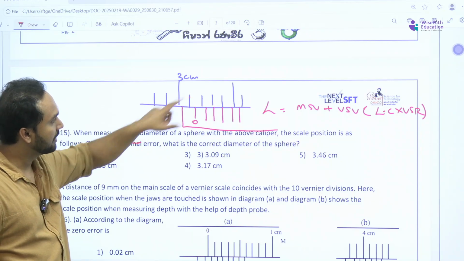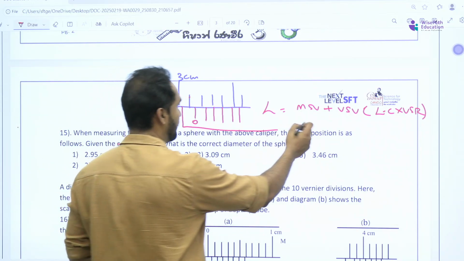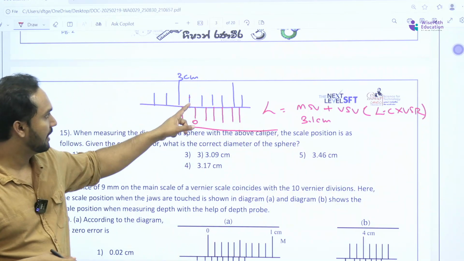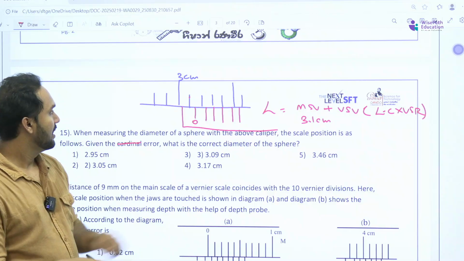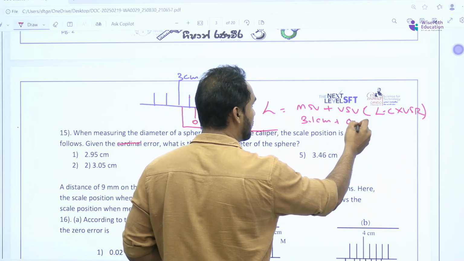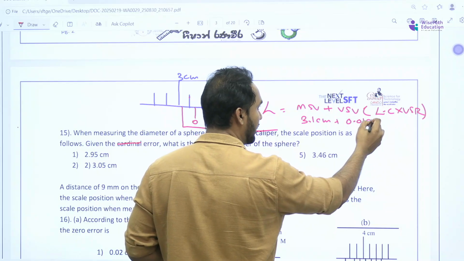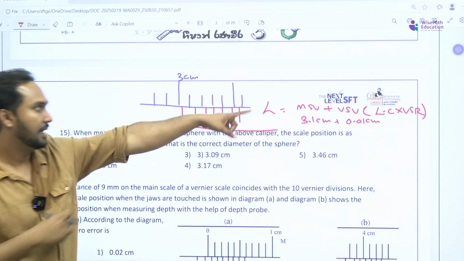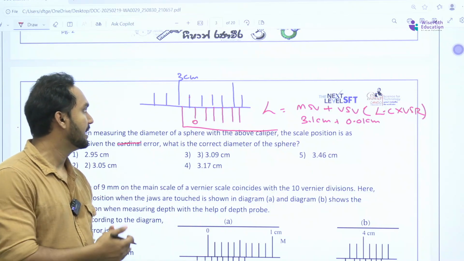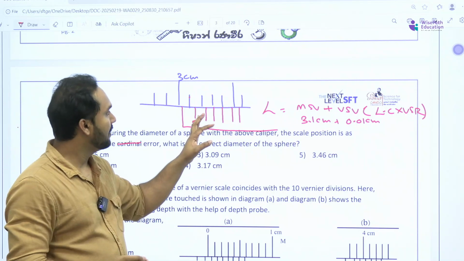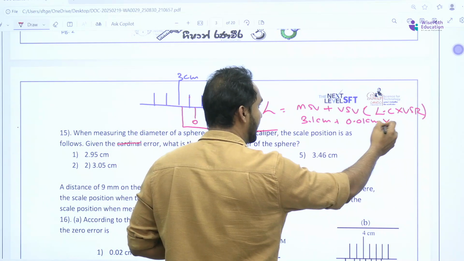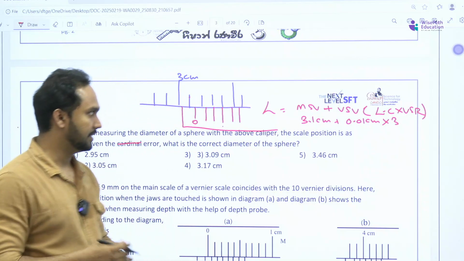So you have to take this value, that is 3.1 centimeters. 3.1 centimeters is the main scale value, the value just before the vernier 0, right? And next, we have to take the VSV, that will be 0.01, the least count, into VSR, the vernier scale reading, which is the number of vernier scale lines that have aligned. Which number has aligned? Not this, not this, this, right? That is the third line. So the third line has aligned, and that is the vernier scale reading as well.